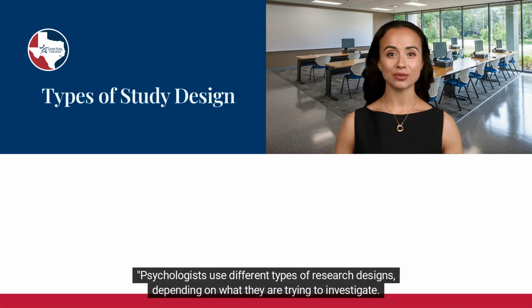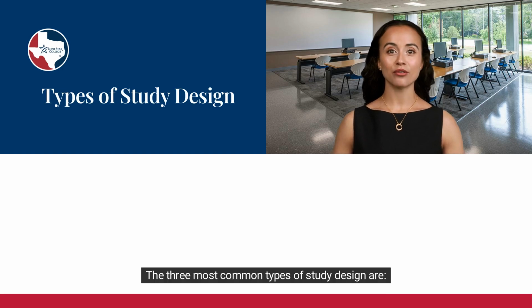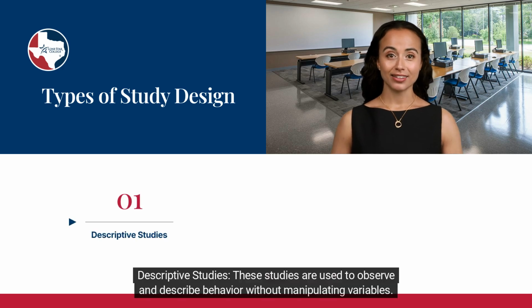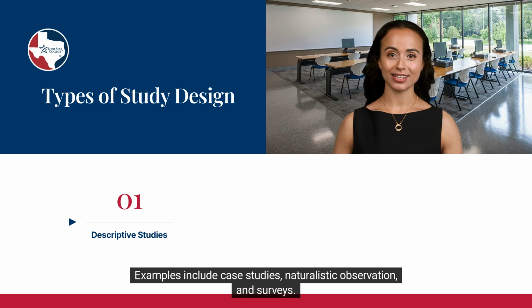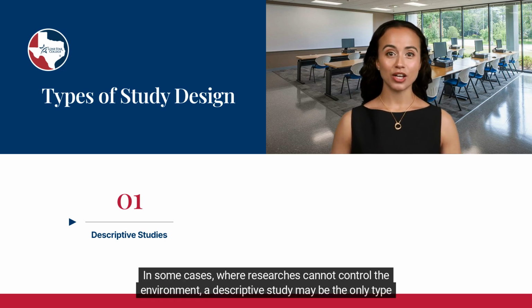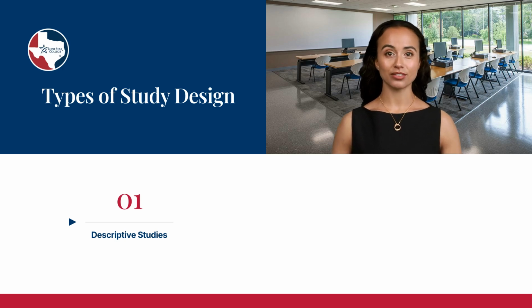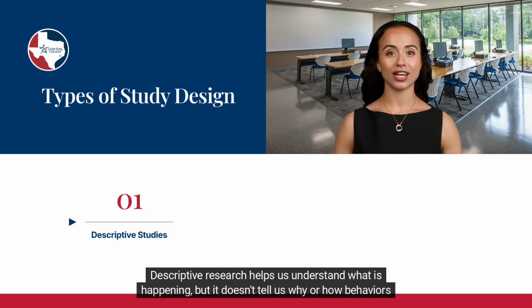Psychologists use different types of research designs, depending on what they are trying to investigate. The three most common types of study design are descriptive studies. These studies are used to observe and describe behavior without manipulating variables. Examples include case studies, naturalistic observation, and surveys. In some cases, where researchers cannot control the environment, a descriptive study may be the only type of study that can be performed. Descriptive research helps us understand what is happening, but it doesn't tell us why or how behaviors are related.